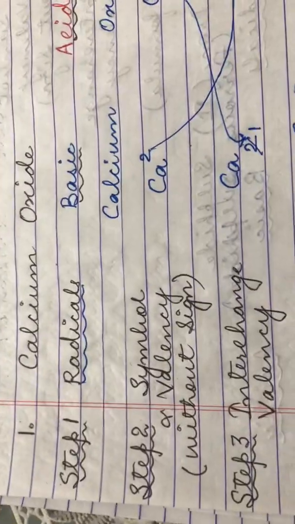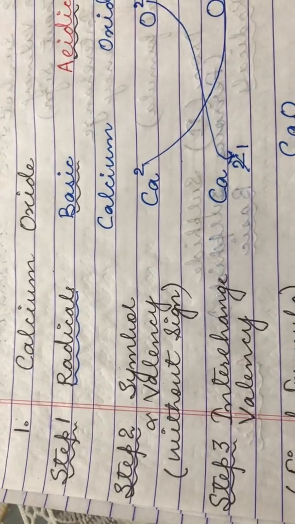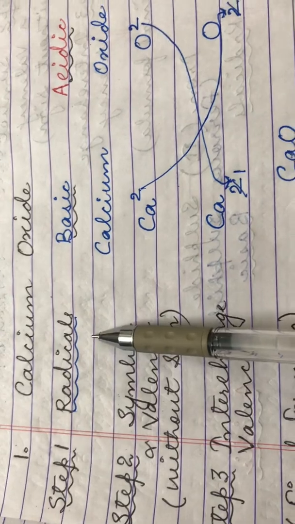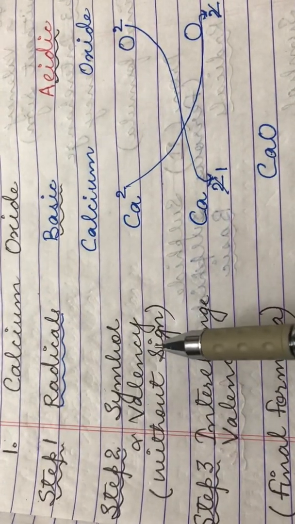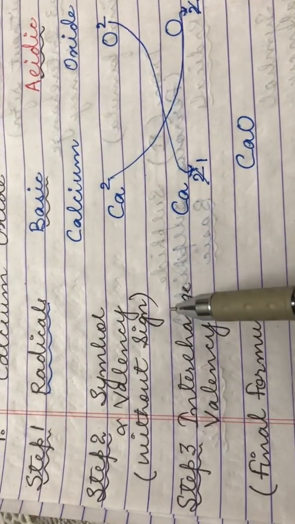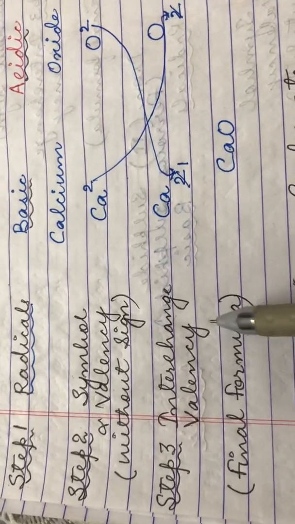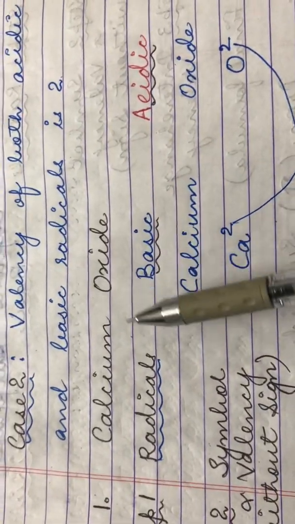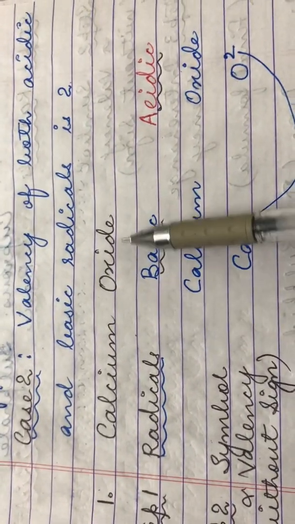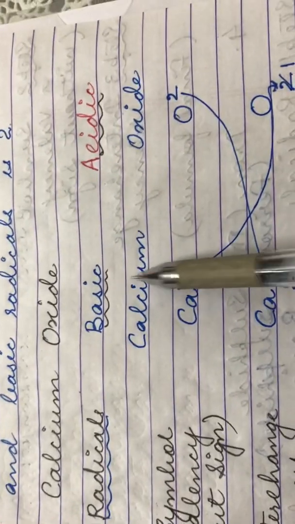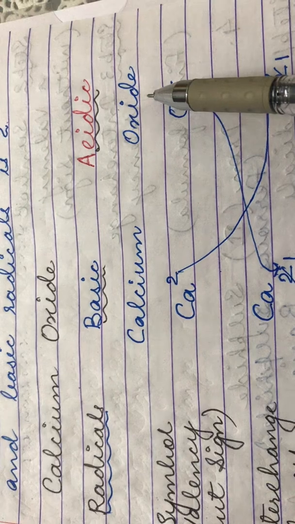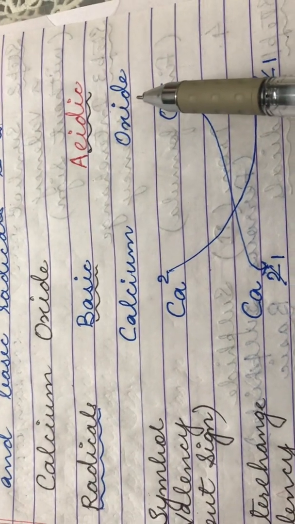Just recalling the 3 major steps required for writing any chemical formula. You first need to write the name of the radicals. Second, you write the symbol and valency of the radical without putting the sign. Third, you interchange the valency, and finally you write the final formula. Let's take the first example, calcium oxide. In calcium oxide, calcium is the basic radical and the acidic radical is oxide. Both calcium and the oxide radical have valency 2.